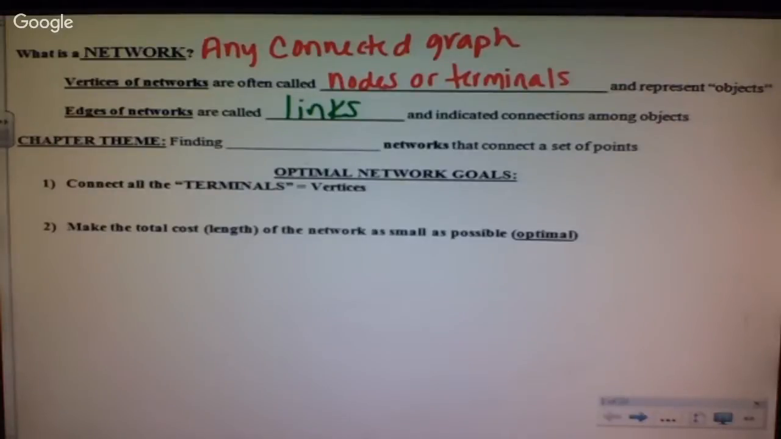Chapter theme. Our job in this chapter is to find optimal networks that connect a set of points. Doesn't optimal mean the best of the best? Best of the best, which means we're looking for small.